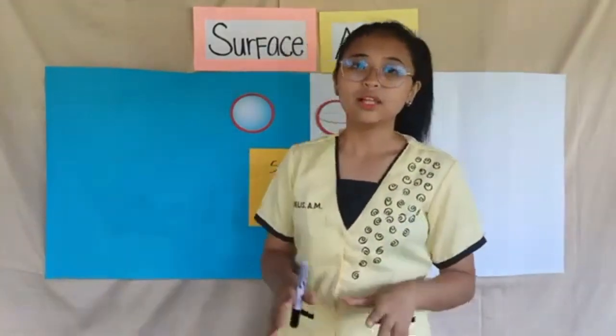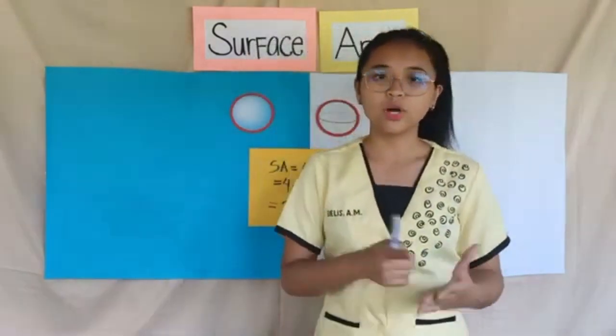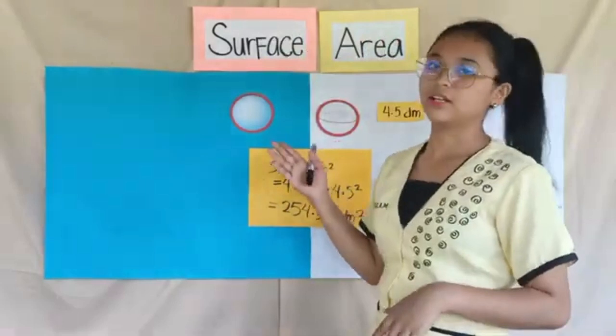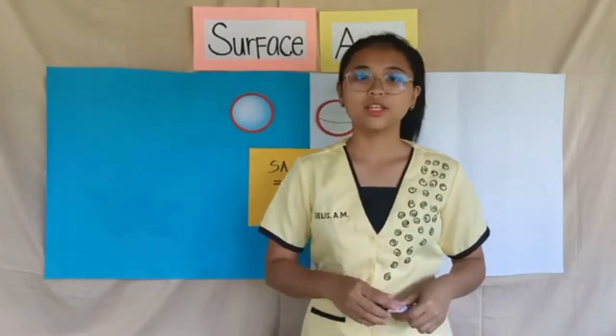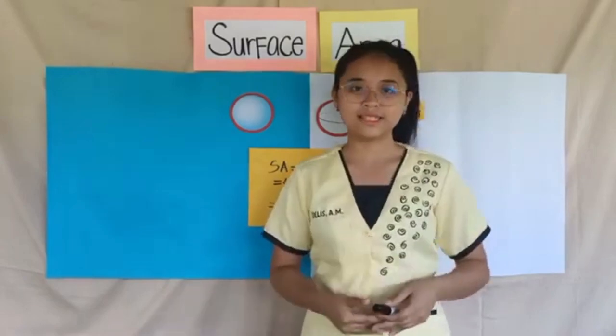Alright, in this lesson, we learned how to find the surface area of three-dimensional shapes, which are cube, rectangular prism, square pyramid, a cylinder, cone, and a sphere. So, that would be all for our lesson for today, and I hope you learned something. And of course, thank you for listening.